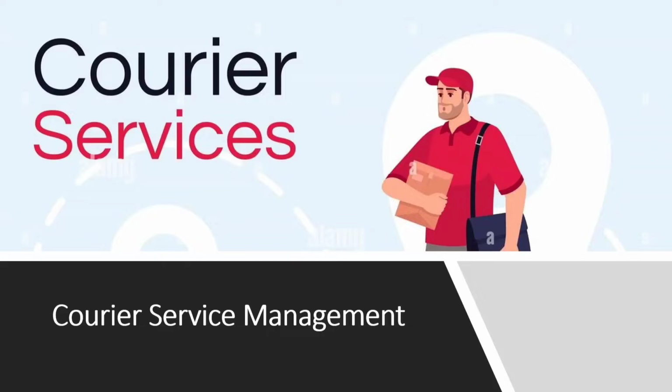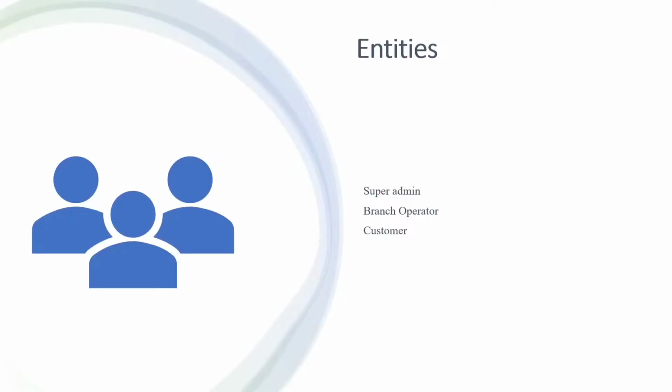So you, from the comfort of your home, can check the status of your parcel, if it is in shipping, if it has delivered or not, just by using your tracking ID. This is how it normally works. So in this domain, I have identified three entities or important roles: one is the super admin, next is the branch operator, and very obviously the customer.